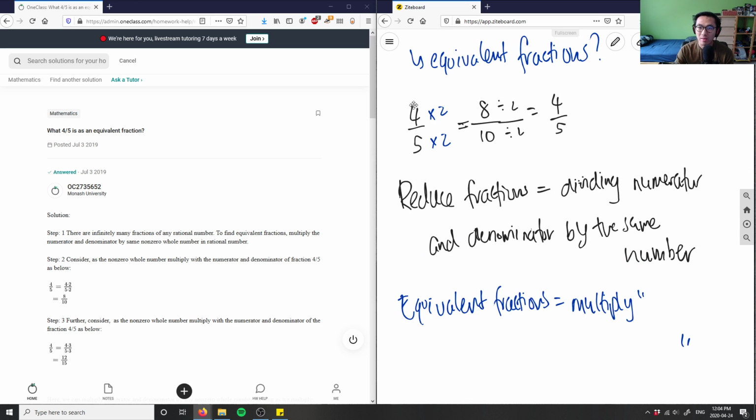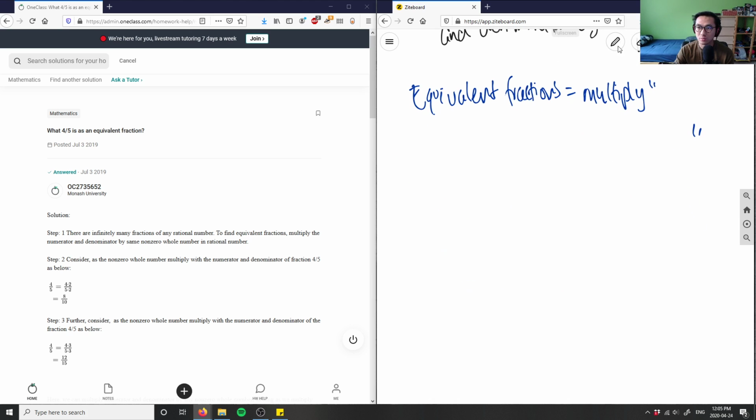I'm basically just finding multiples. So for equivalent fractions, what I'm trying to say is that there are actually an infinite amount of equivalent fractions. I can show you this because I can multiply by 2, which gets us 8/10.